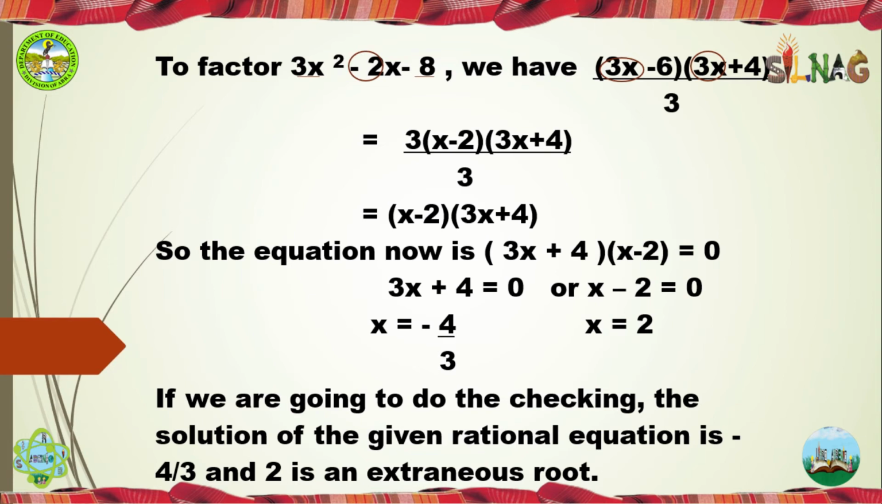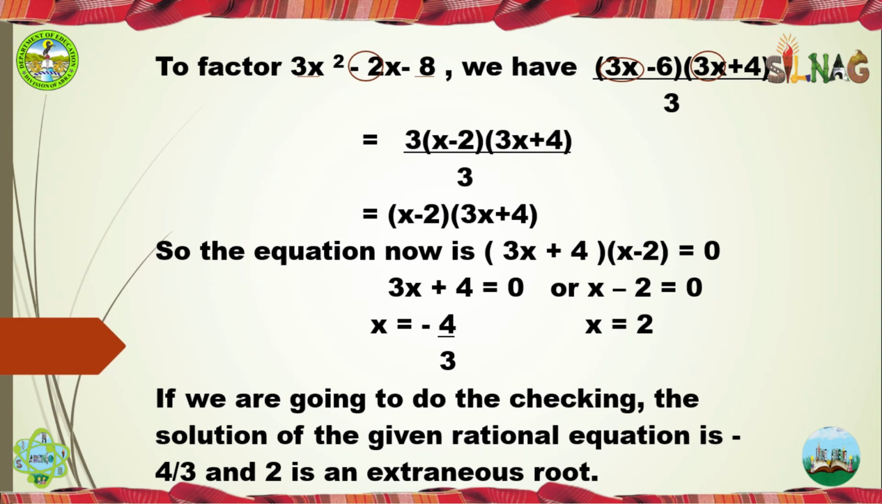3x divided by 3 is x. Negative 6 divided by 3 is negative 2. Then you just copy the second binomial factor all over 3. Then now you cancel 3 and 3. So we have the factors now as x minus 2 and 3x plus 4.